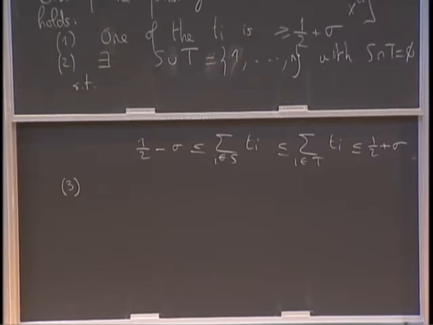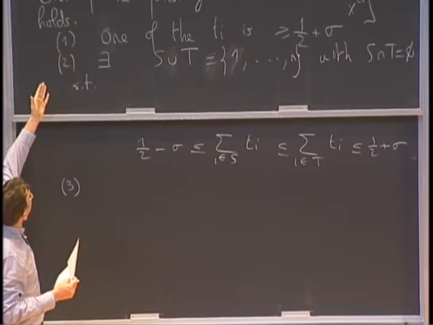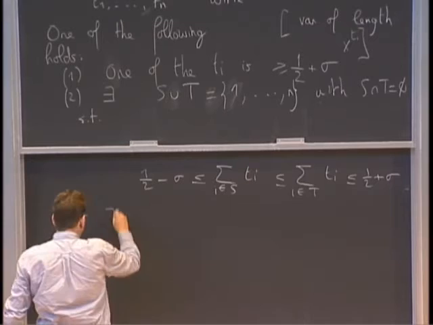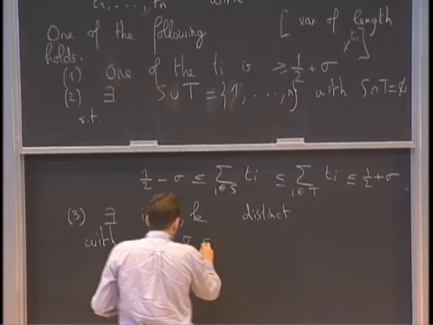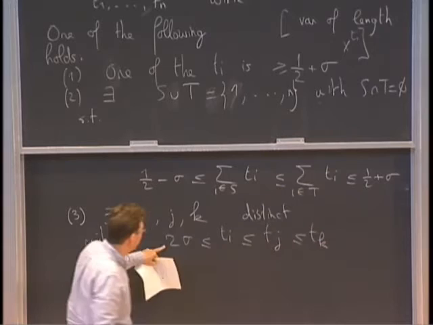And now the third case is the case that remains in the original version of Zhang. One can give examples where it's not true that one or two is always the case. There could be a last possibility, which is that there exist three distinct variables with the corresponding lengths not too small, so at least two sigma, and also not too large.